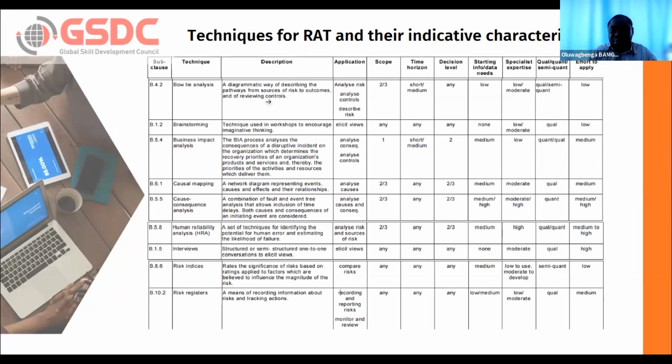Any scope, any time horizon, any decision level. The starting information required is low or medium, depending on the circumstance in which you are carrying it out. You need low to moderate knowledge to record risk, as long as the required columns or attributes of the risk can be penned down. And the effort to apply is also medium.